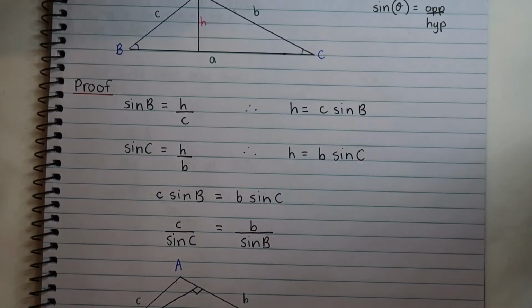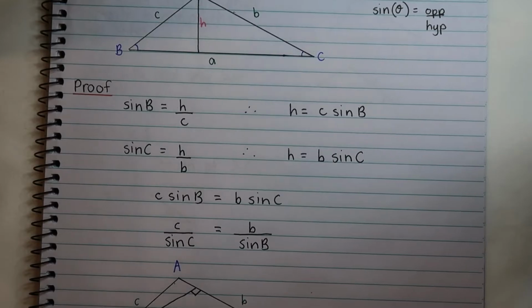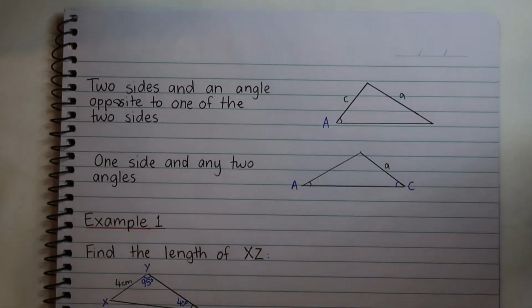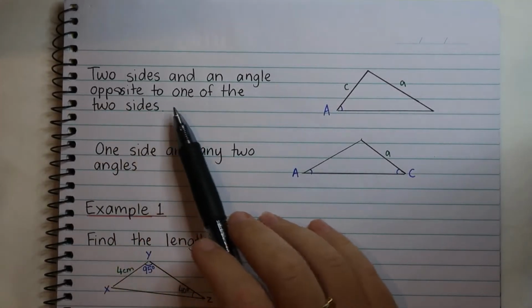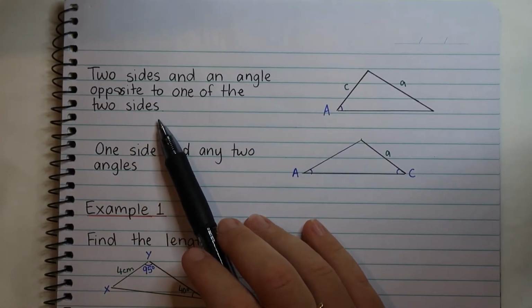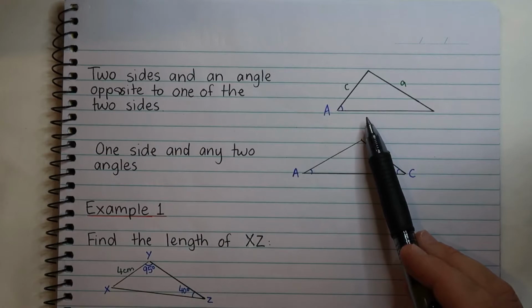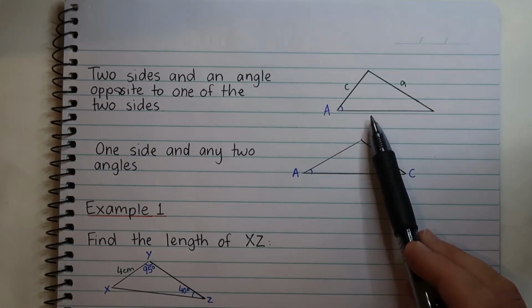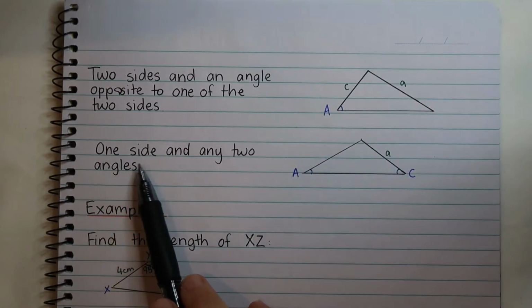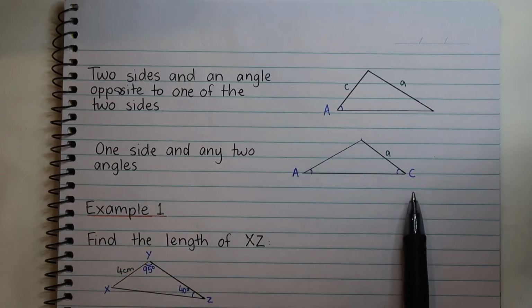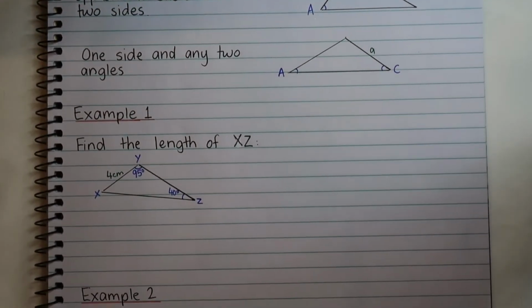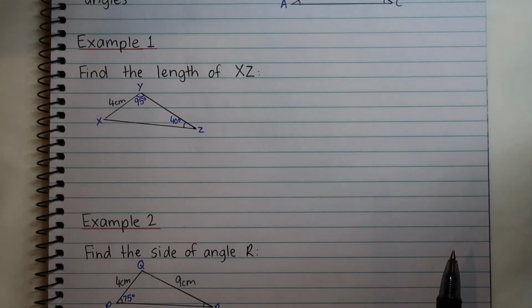Okay, so we can use the sine rule when we are given either these two pieces of information. So either two sides and an angle opposite to one of the two sides, so something looking like this, or we can use the sine rule when we have one side and any two angles, like this. So those are the only two cases when we can use our sine rule. So let's put this into an example.